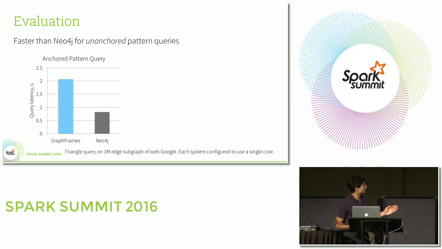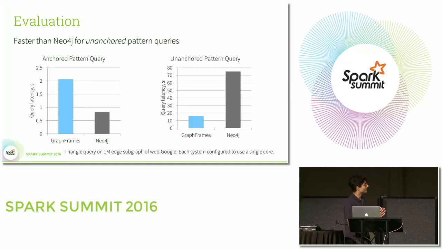The anchored query, we're a little bit slower than Neo4j, which is not surprising because they're really optimized for these kinds of anchored queries. They have specialized indexes and a specialized traversal scheme. But that's expected. For this unanchored, more analytical query, we're actually a lot faster than Neo4j, and this is the kind of query that we are targeting and trying to optimize.